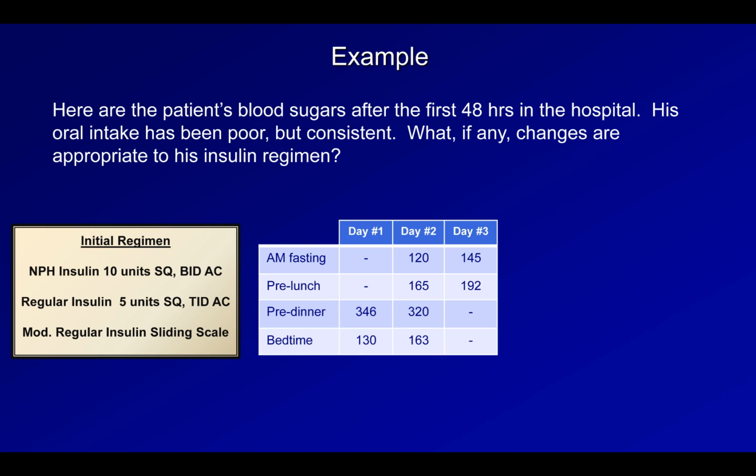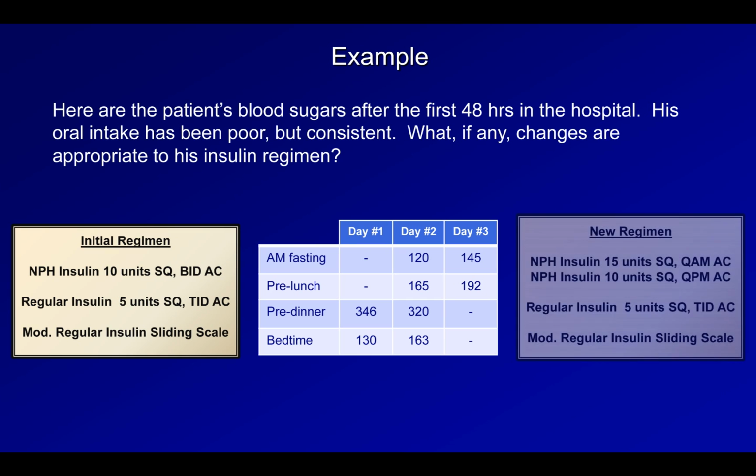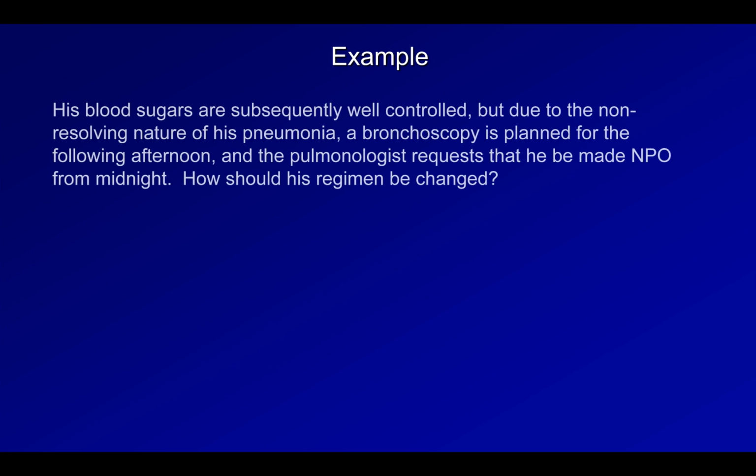Therefore, the appropriate change to make would be to increase the AM NPH dose. There is no magic formula for how much to increase it, other than avoiding any changes that are too drastic. Therefore, the only change would be an increase in the AM NPH dose from 10 to 15 units. Continuing on, his blood sugars are subsequently well controlled, but due to the non-resolving nature of his pneumonia, a bronchoscopy is planned for the following afternoon, and the pulmonologist requests that he be made NPO from midnight.